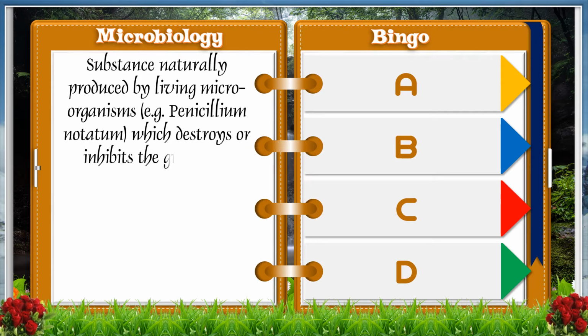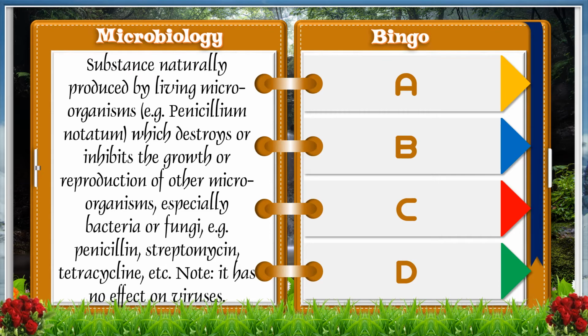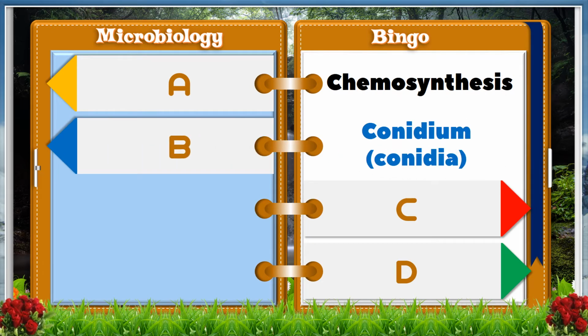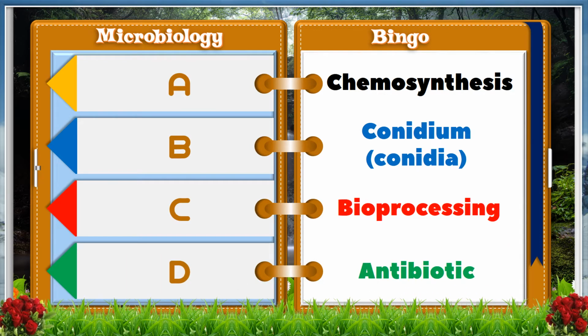Substance naturally produced by living microorganisms, for example, Penicillium notatum, which destroys or inhibits the growth or reproduction of other microorganisms, especially bacteria or fungi, e.g., penicillin, streptomycin, tetracycline, etc. Note: it has no effect on viruses. A. Chemosynthesis. B. Conidium. C. Bioprocessing. D. Antibiotic. And the answer is D. Antibiotic.